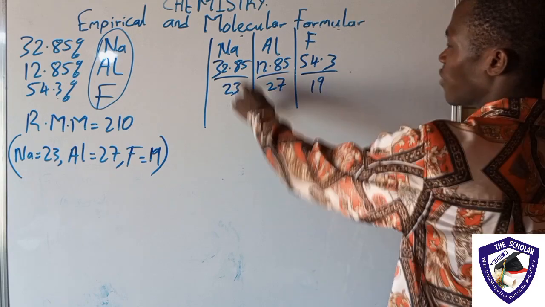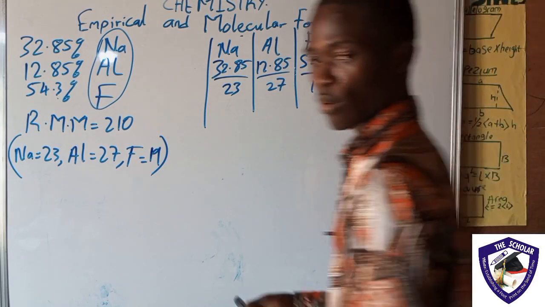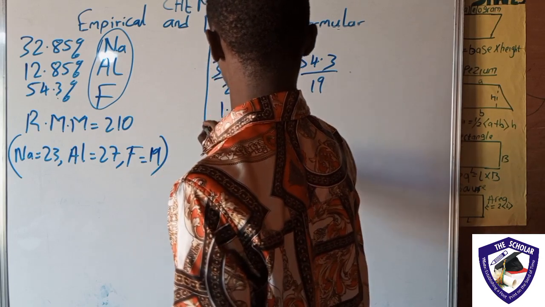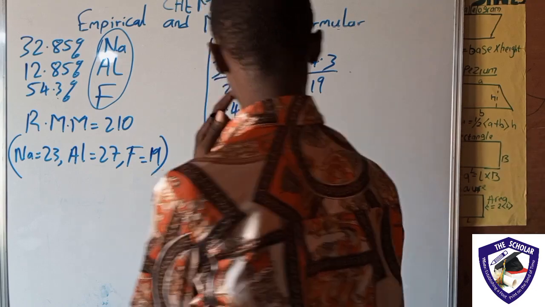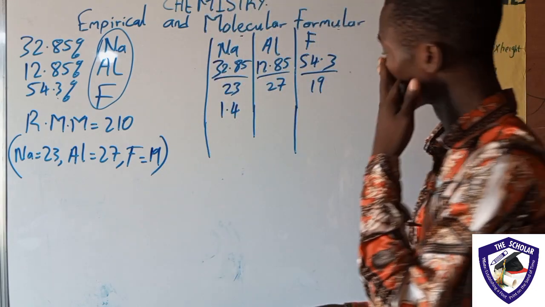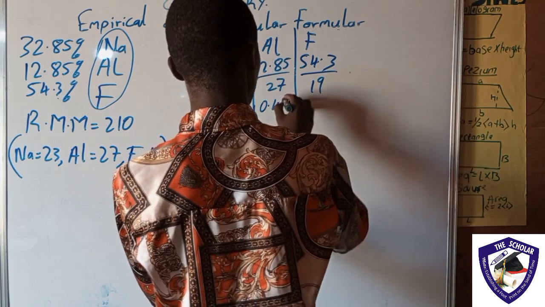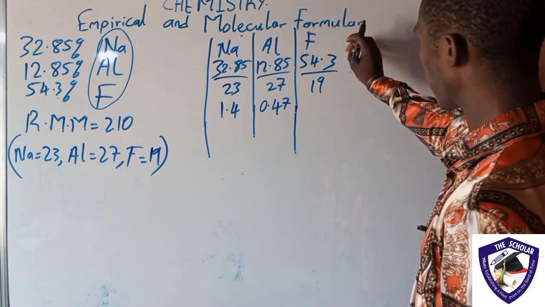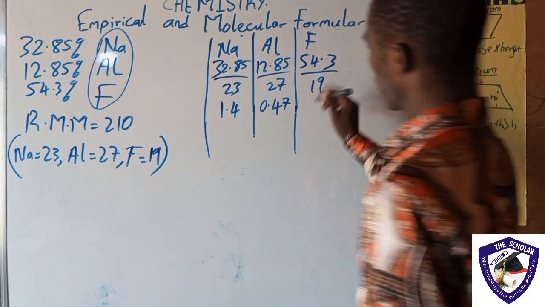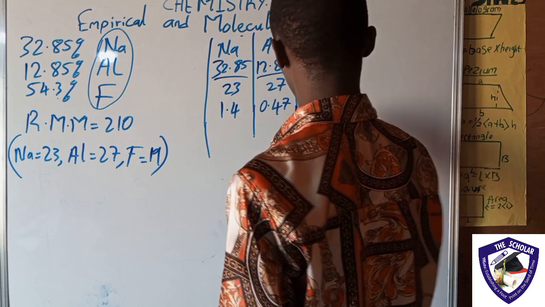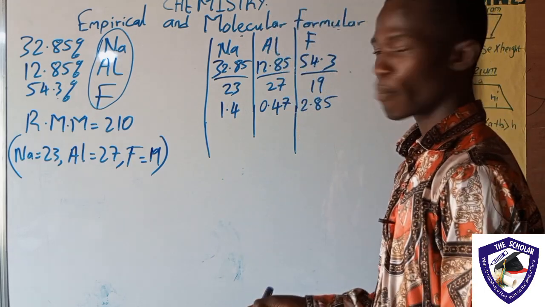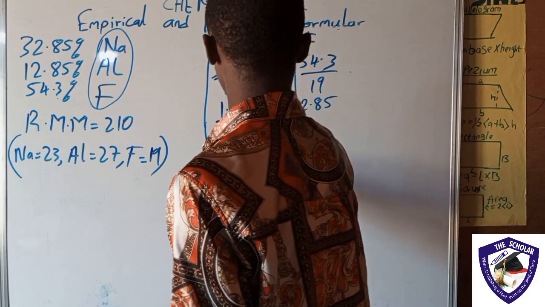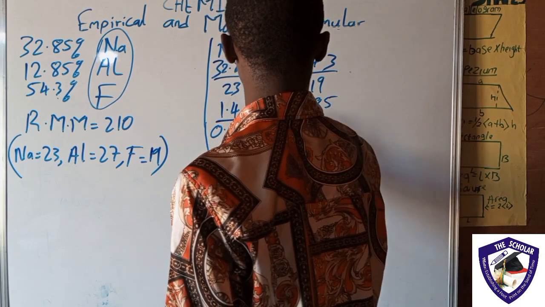Now 32.85 divided by 23 is 1.4. For aluminium, 12.85 divided by 27 is 0.47. For fluorine, 54.3 divided by 19 is 2.85. So the next thing is to divide by the smallest value here. So we divide everything by 0.47, because it is the smallest value.